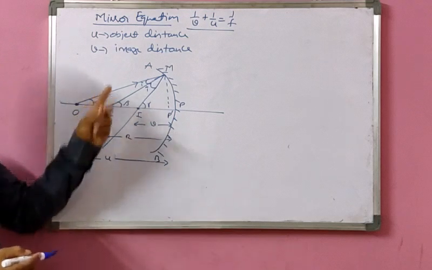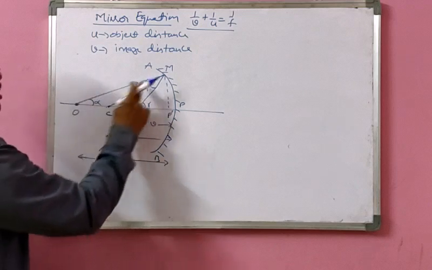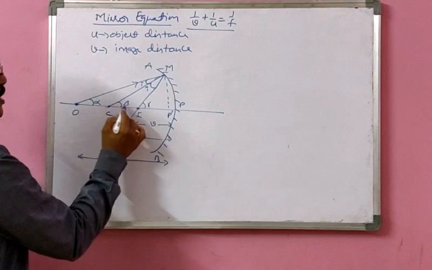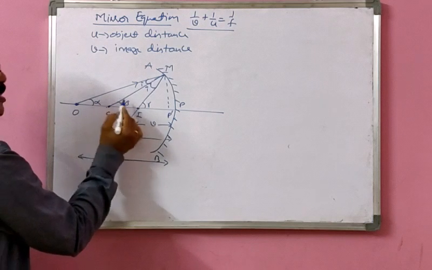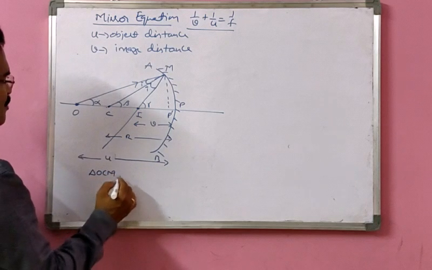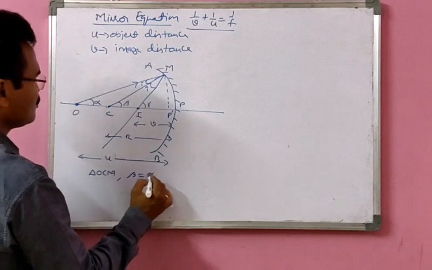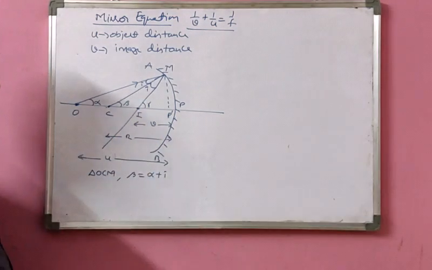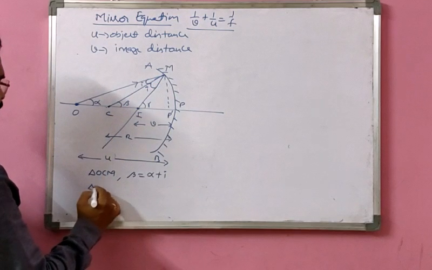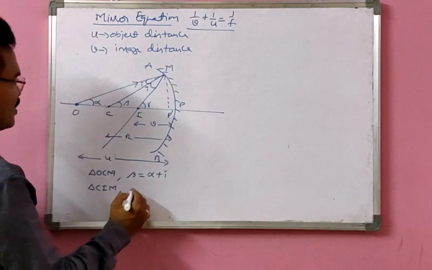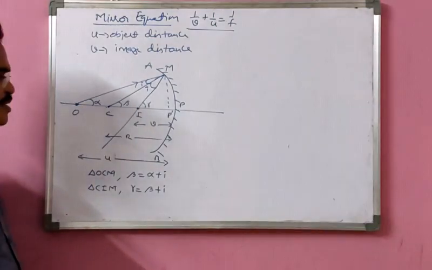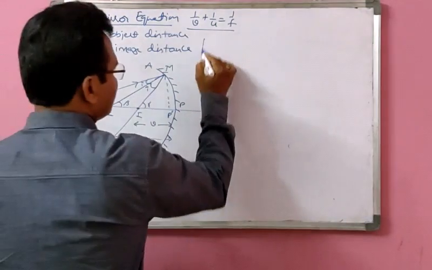From the triangles, in triangle OMC, beta equals, as an exterior angle, the sum of the two opposite interior angles. So beta equals alpha plus i. And in triangle CIM, gamma equals beta plus i. Now you subtract. What am I going to do here?